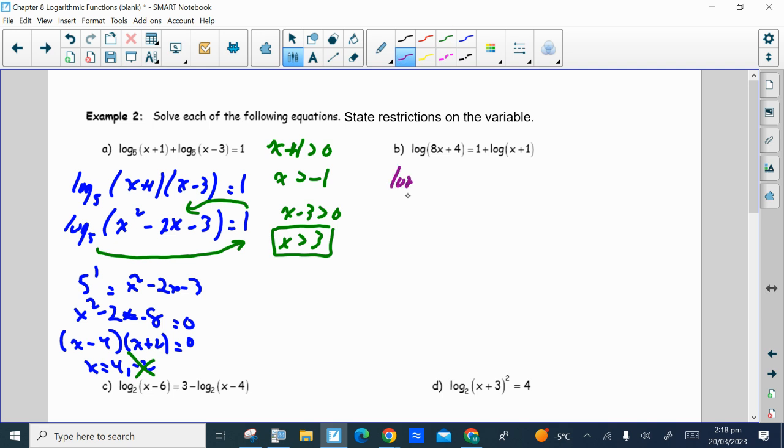Question B, I would probably start by collecting the logs together. I would subtract the log of x plus 1 from both sides. Bring it over to the left. And then we can use the quotient law to combine those two.